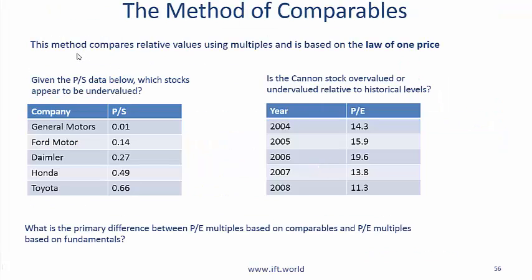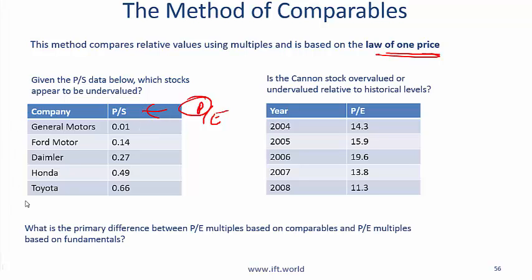The method of comparables. This method compares relative values using multiples and is based on the law of one price. So I'll illustrate a point here that's very important. So let's look at a certain ratio, price to sales ratio. Now, all else equal, you want to buy a stock with a low ratio. Why? Because that's just saying that the price is low per unit of sales. If we were looking at PE, then all else equal, you would want a low ratio, because that is saying that per unit of earnings, the price is low. As long as you are comparing similar things, right?